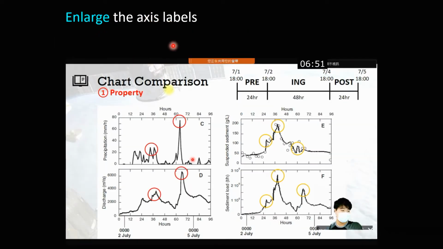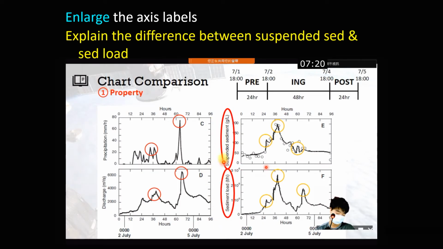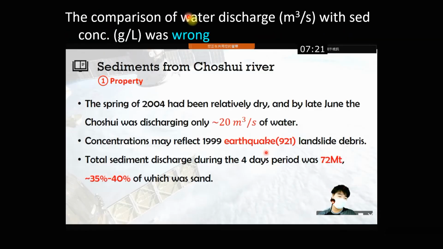Enlarge the axis labels. And the suspended sediments to the suspended load, sure, they still have three peaks that interact with each other. So the axis label here was too small and explained the difference between suspended sediment concentration and sediment load. The comparison of water discharge, this unit, with sediment concentration, that unit, was wrong.